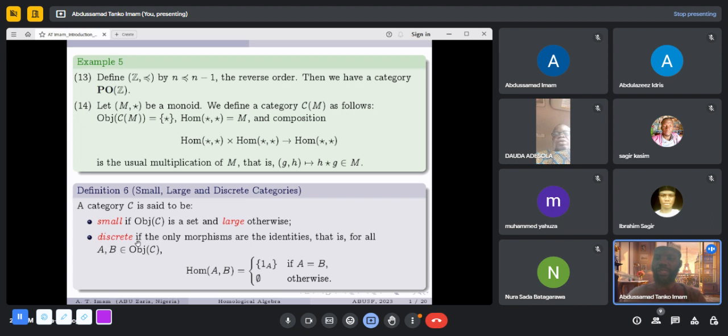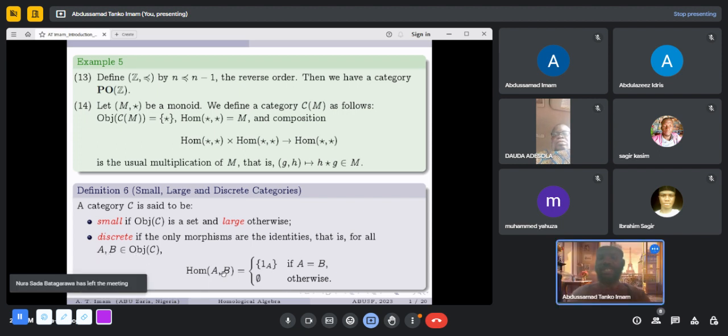And then we talk about discrete categories. That is, if the only morphisms are the identity morphisms. So if you take any two objects in the category, the hom set is always empty except when A and B are equal, where you have the identity. So the only morphisms are the identity morphisms. You don't have any others, which means you only have loops, arrows from an object to itself. That is called a discrete category, if that happens in a category.